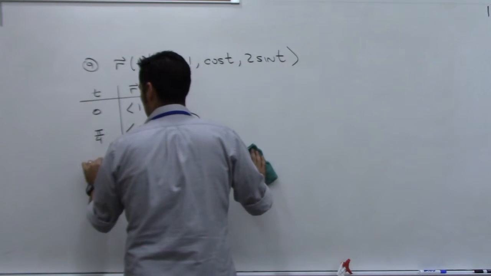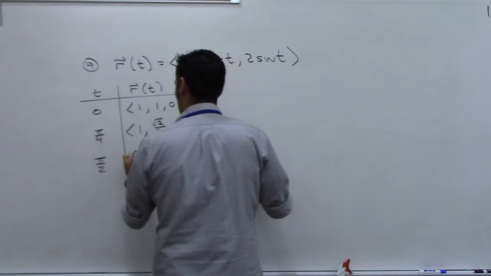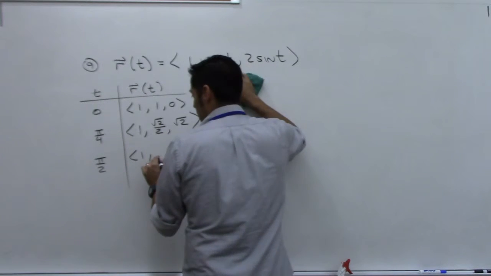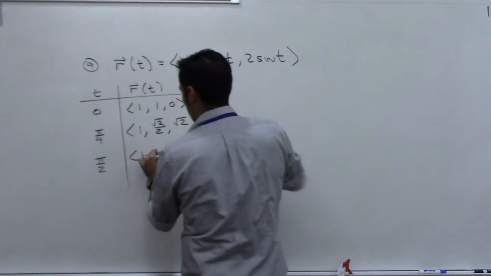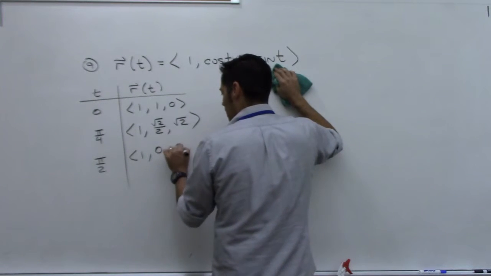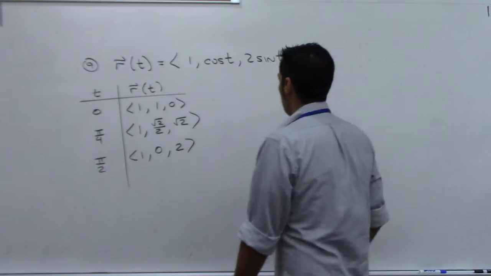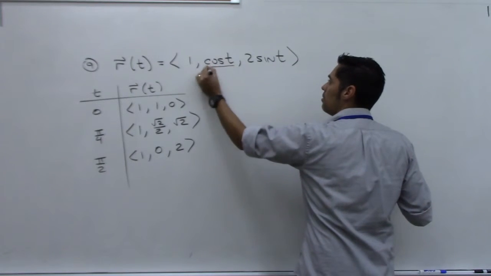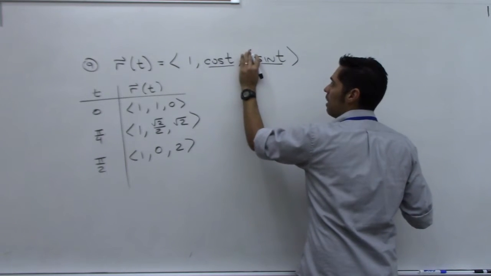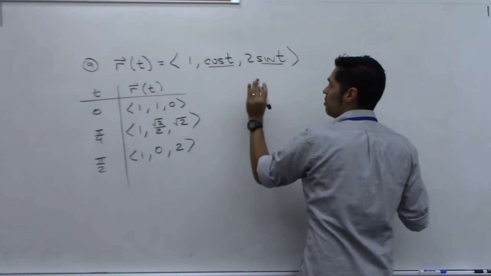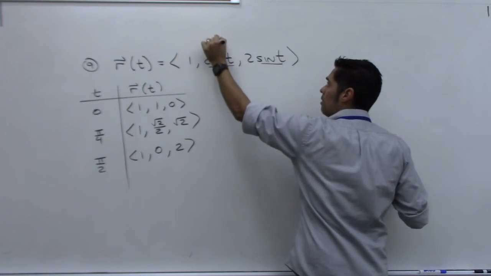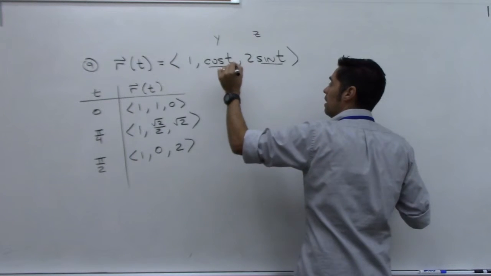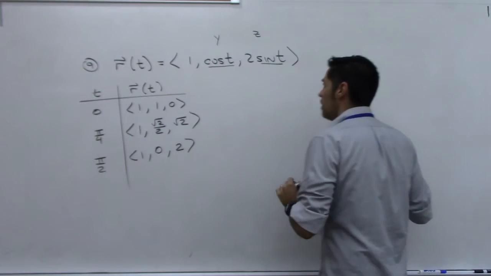And then pi over 2, we get 1 again. Cosine of pi over 2 is 0, and sine of pi over 2 is 1, but then times 2. So what we should recognize here is that cosine t, sine t, without the 2, would draw a circle. If I make that a 2, what it does is it draws an ellipse. Now it's drawing an ellipse in the yz plane, and our x-coordinate's always going to be 1.